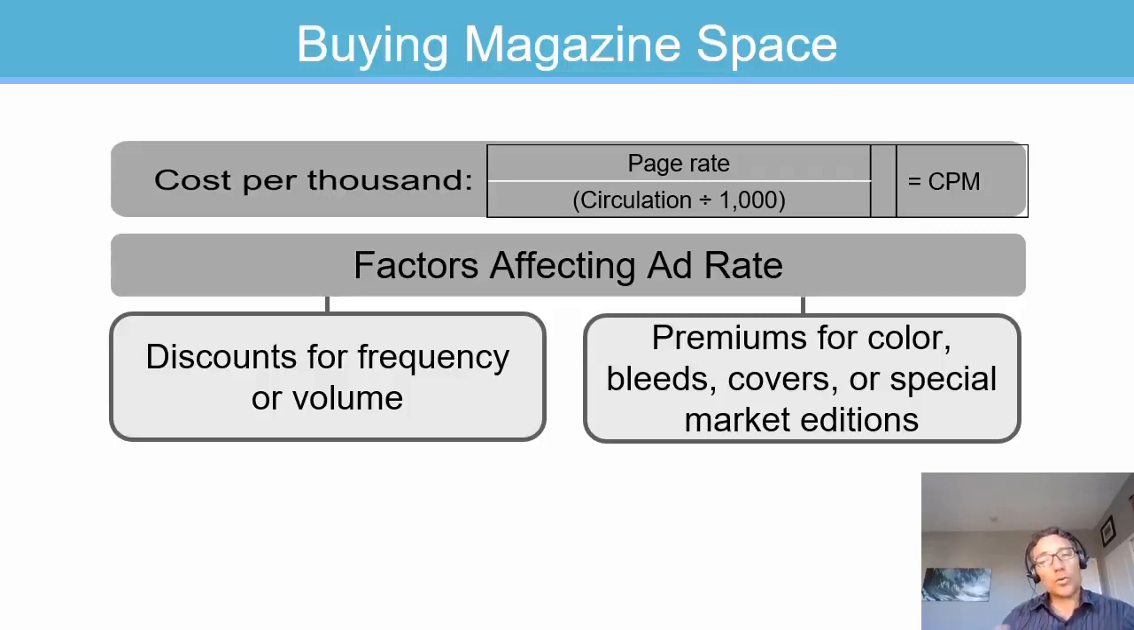And what determines your ad rate? Media is negotiable, same for print. If you're running a whole bunch of ads, you can get a frequency discount. If you're running some big ads, then you can get a volume discount for size of ad. Placements, like I said earlier, if it's for color, if it's on the front or the back or a special edition, those are going to cost you more money.